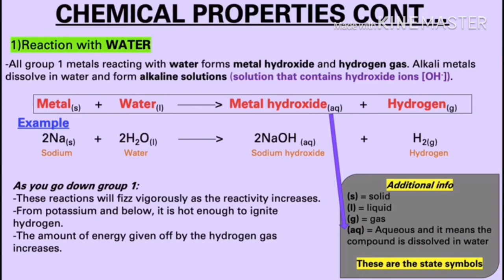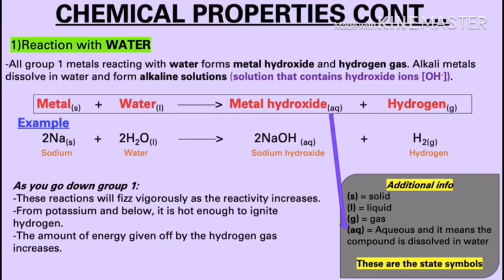Additional information for your own knowledge is to understand what these state symbols stand for. So S for solid, L for liquid, G for gas, AQ is for aqueous, and this means the compound is dissolved in water.